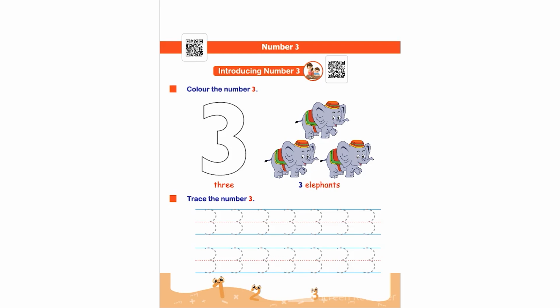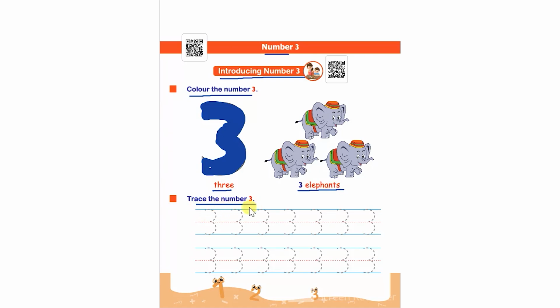Hello everyone. In this worksheet, the topic is number 3. Over here we are introducing number 3. Color the number 3. So over here the child has to color the number 3 like this. So they have to color the number using pencil colors or crayons. So this is 3 and here there are 3 elephants.